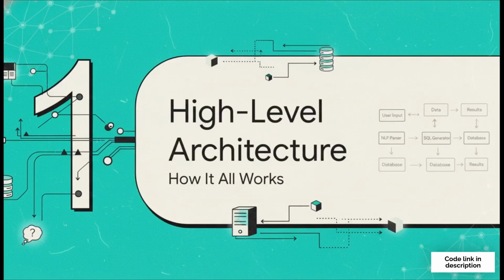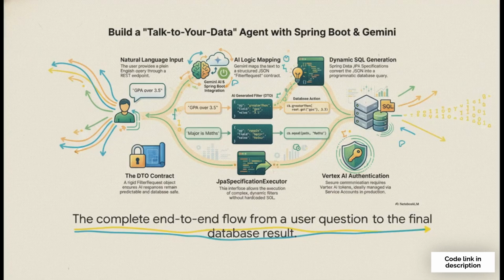Okay, before we start writing any code, let's take a step back and look at the big picture. The high-level architecture. Understanding the flow of information first is absolutely key to seeing how all these different pieces are going to fit together. This diagram right here, this is basically the complete map of our system.